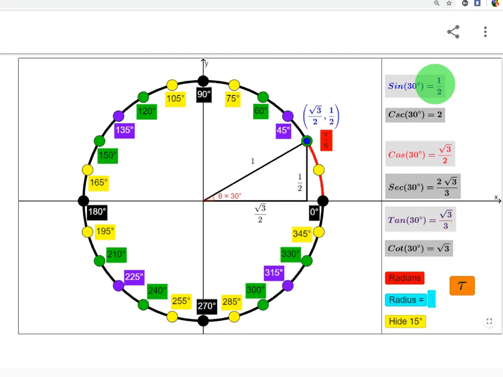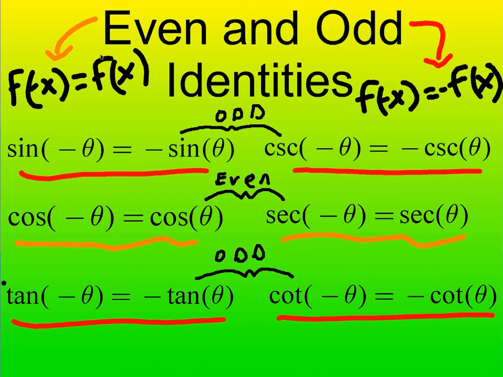Now I know it's been a while since we looked at odd functions, so let's go ahead and explain that. An odd function is when f of negative x equals negative f of x. Now in the case of sine, let's talk about 30 degrees.